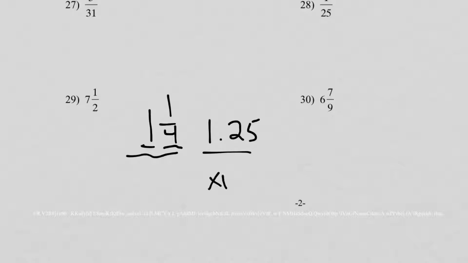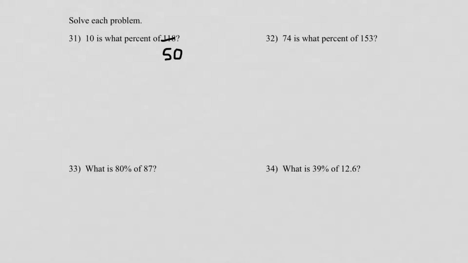From there, we multiply by 100 to make it a percent. Move the decimal place 2 places. We end up with 125%. And that's all we need to cover with converting fractions to percents. It's a 2-step process, but you can see how it works out.